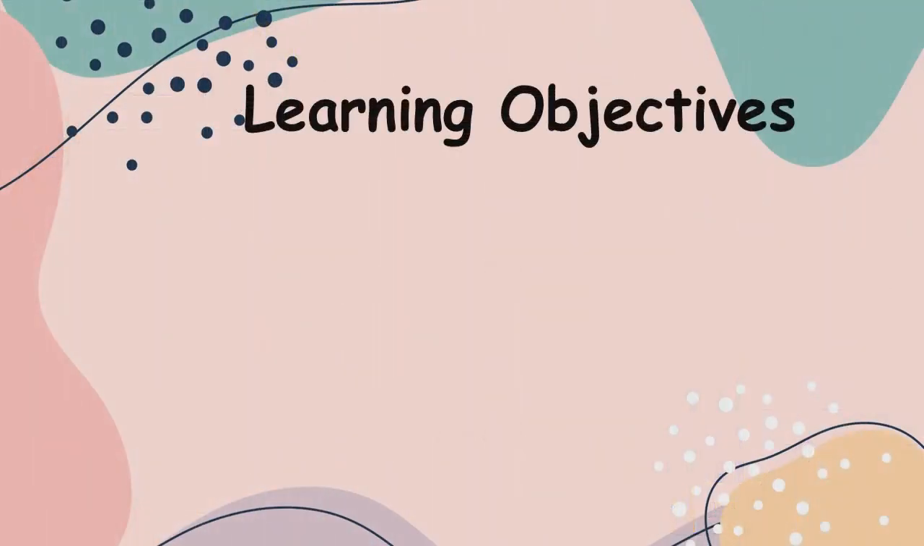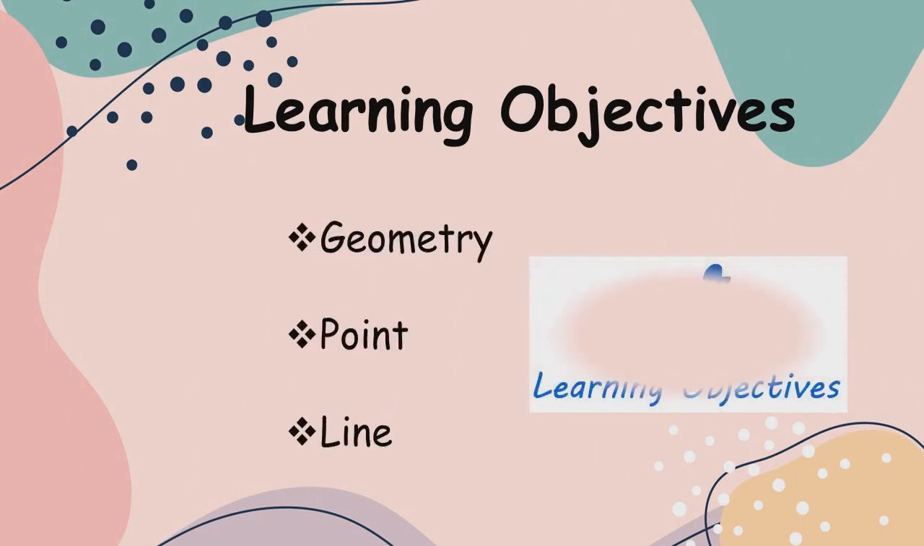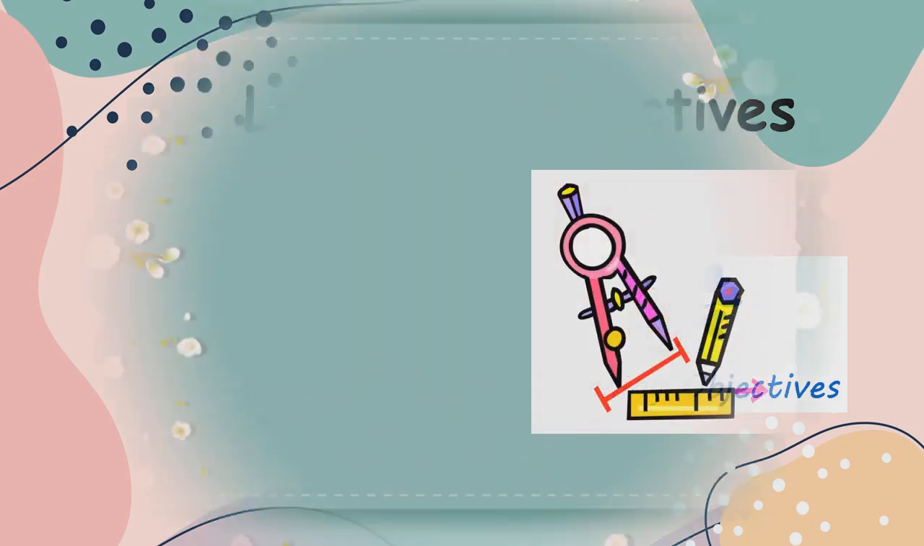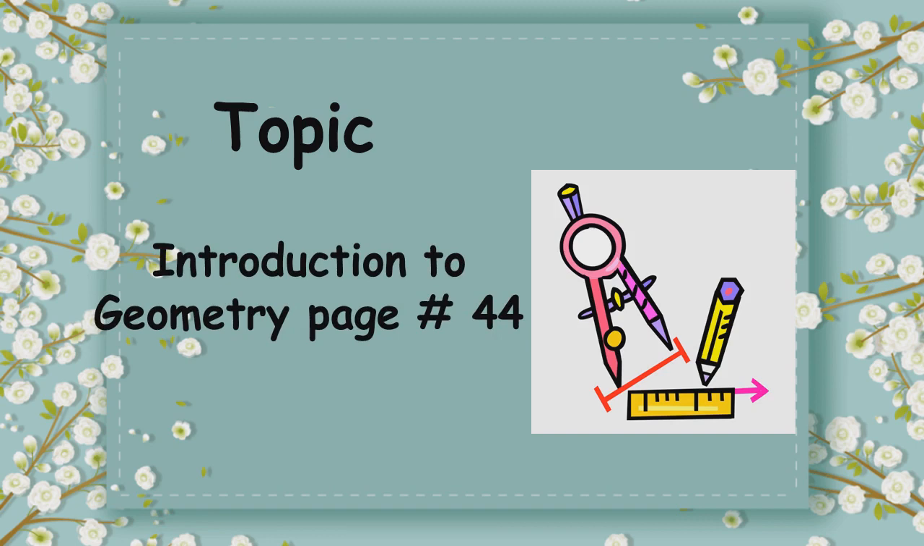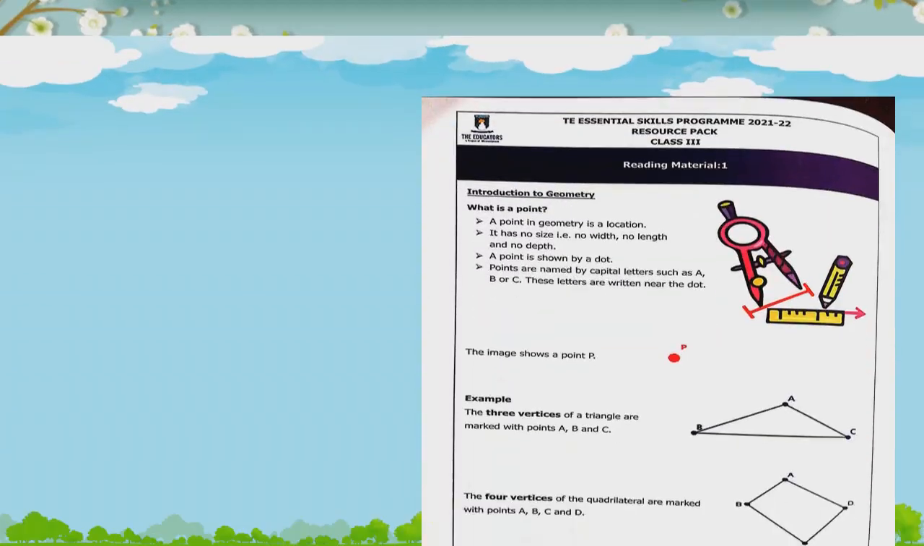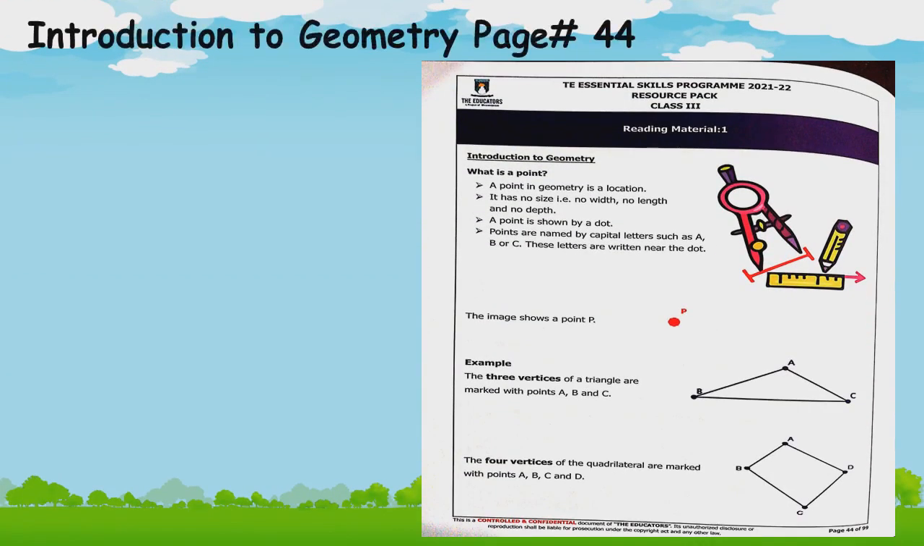Learning objectives of today's lesson are: after today's lesson, you will be able to define geometry, you will be able to define point, you will be able to define line. So let's start today's lesson, and today our discussion topic is Introduction to Geometry, page number 44. So let's get started. Now open page number 44, Introduction to Geometry. Write day, date and today's task.